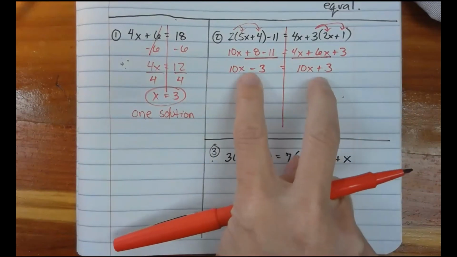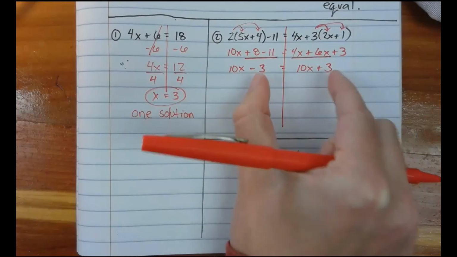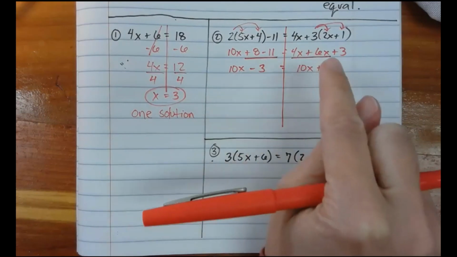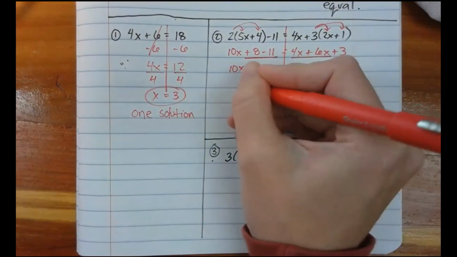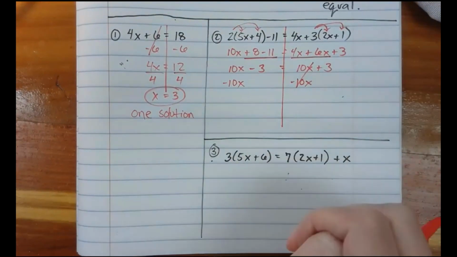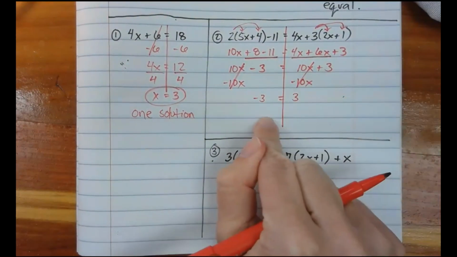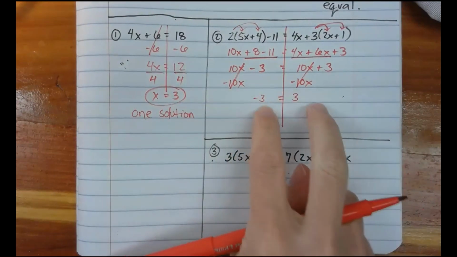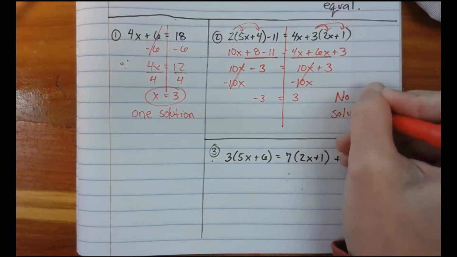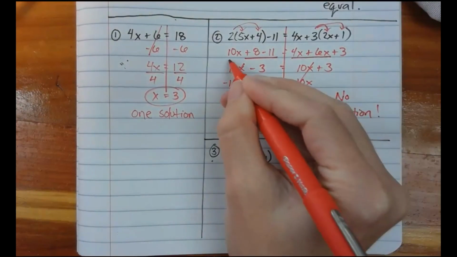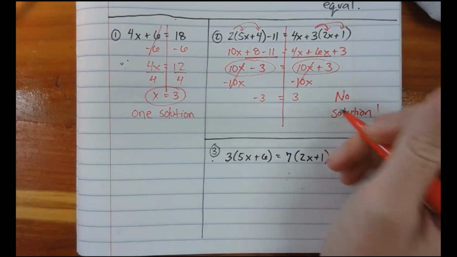Now, right here you should be getting an indication. My coefficients are the same. Are these numbers the same? Well, no, this is negative 3, this is positive 3. And so when I go to move my variables to one side, they both cancel and I'm left with negative 3 is equal to 3. Is negative 3, don't lose that negative there, ever equal to positive 3? This is no solution. That is never the case. These things are not equal right here. This is 10x minus 3, this is 10x plus 3, no solution.